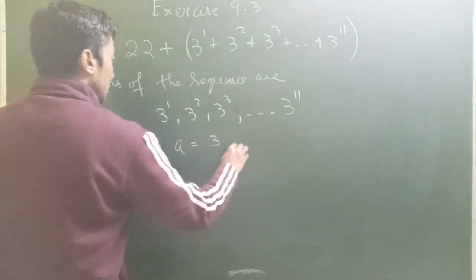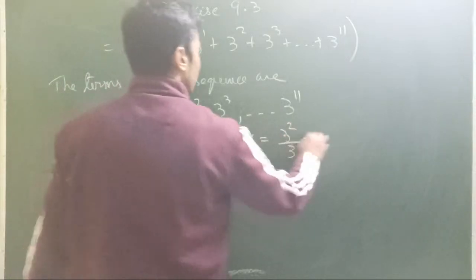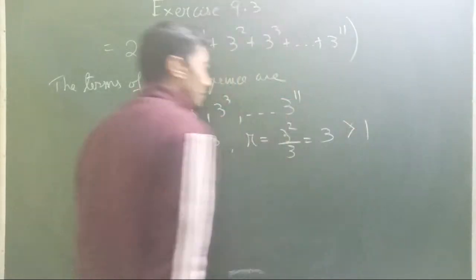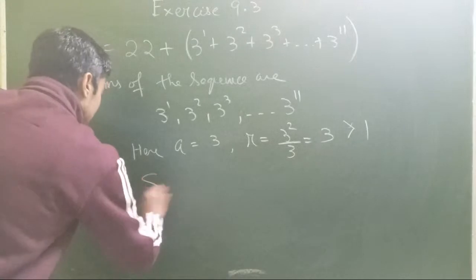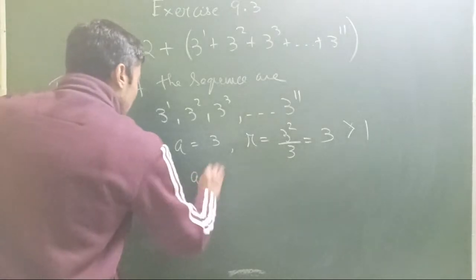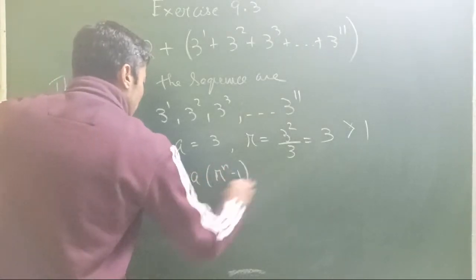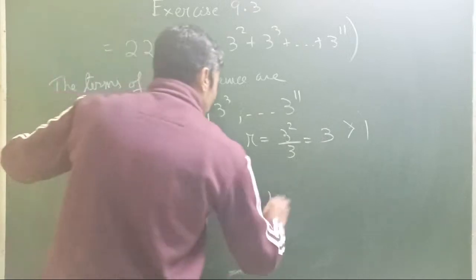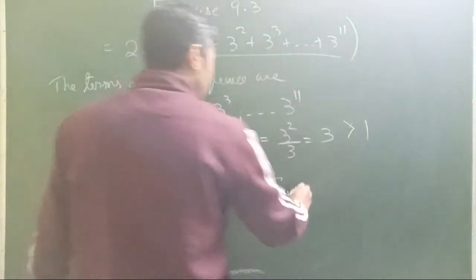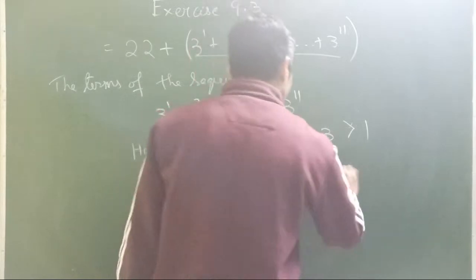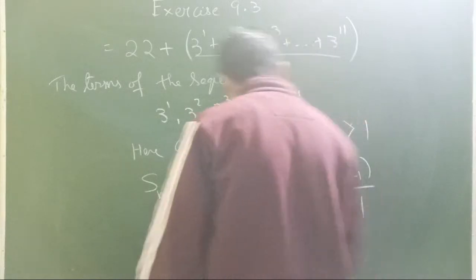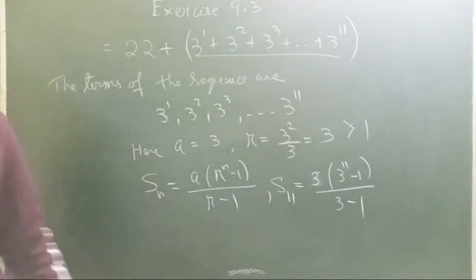So here a is 3. The common ratio, of course, is 3 square by 3, that is 3. This time we are very clear, 3 is greater than 1, so no guessing part here. So Sn will be a into r power n minus 1 divided by r minus 1. What do we have here? S11, because we have to add them up to 11 terms. So that will be a, r value 3 power 11. What was the value of a? 3. So 3 power 11 minus 1 divided by 3 minus 1.